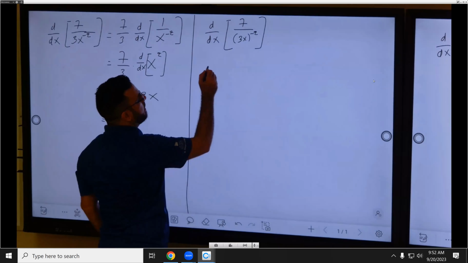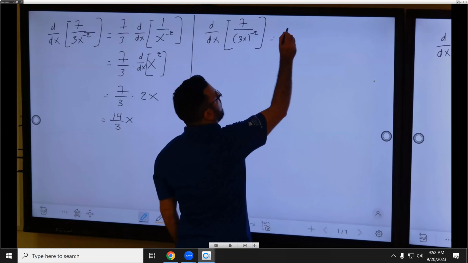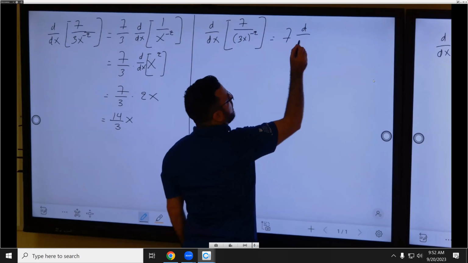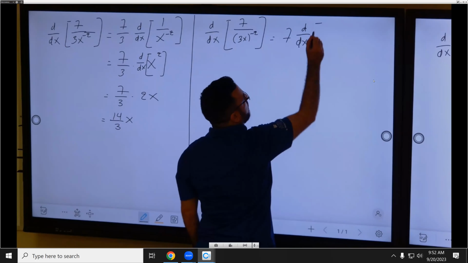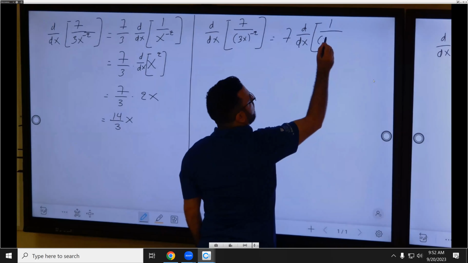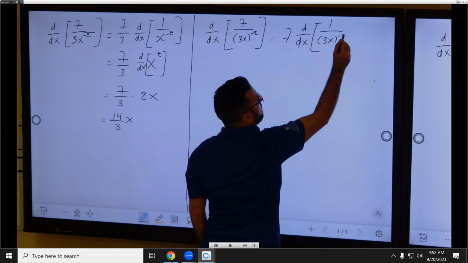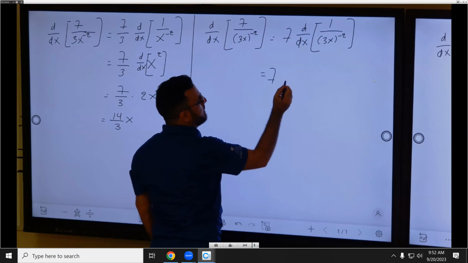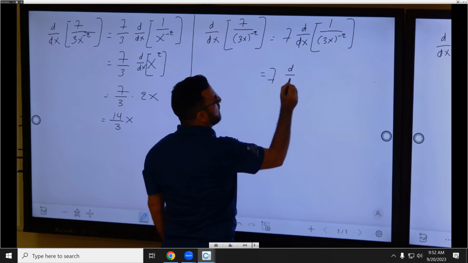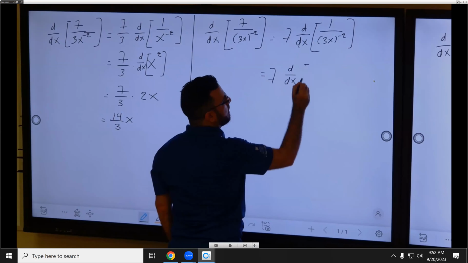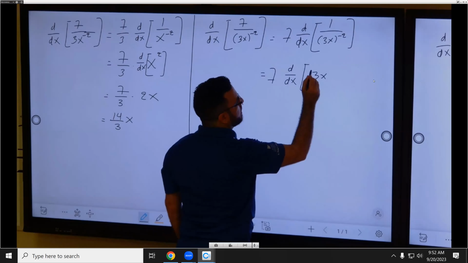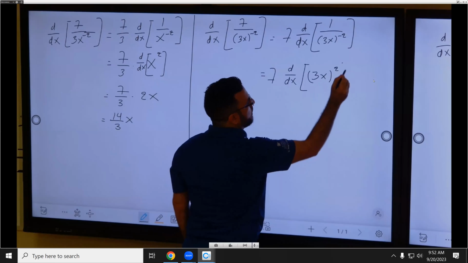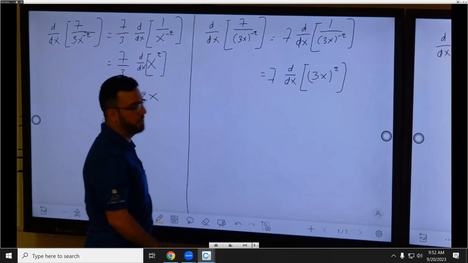That means this one, the same thing. Here is the 7, d over dx, 1 over 3x to the negative 2, which is equal. Here is the 7, d over dx, it's 3x squared. Yes or no?